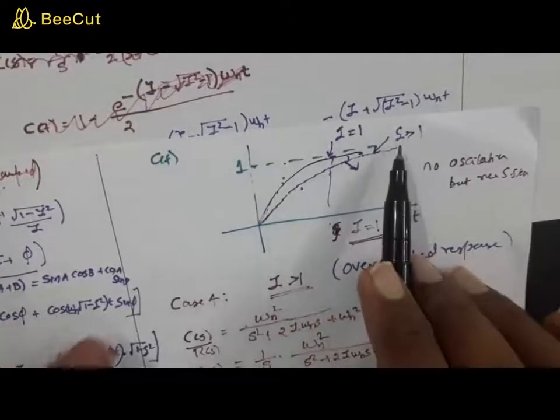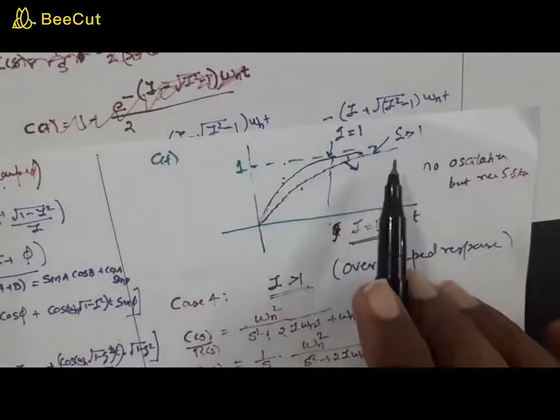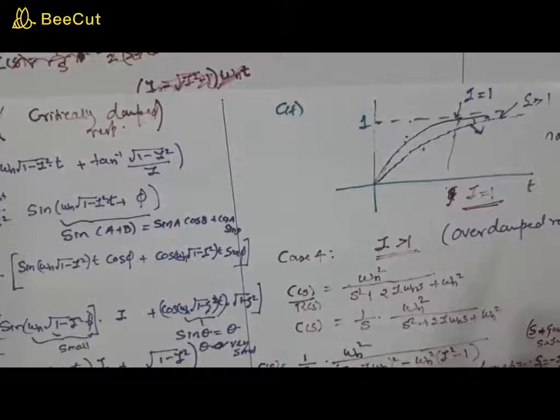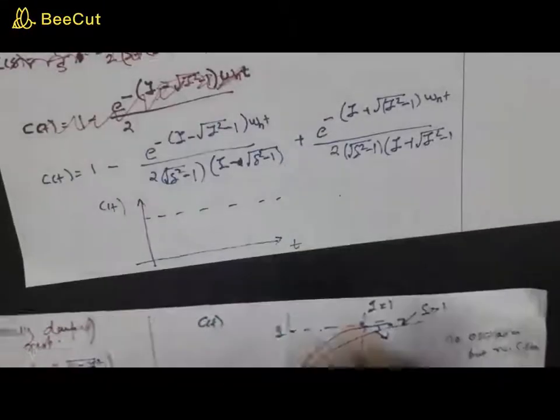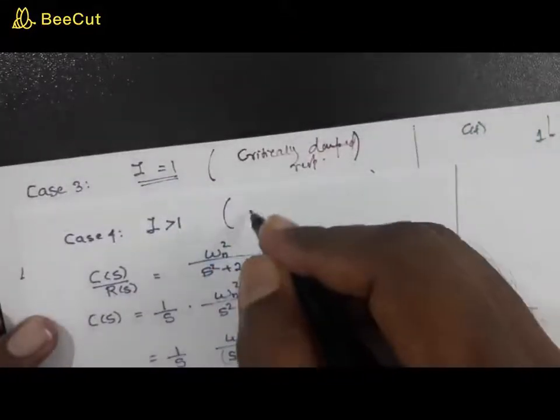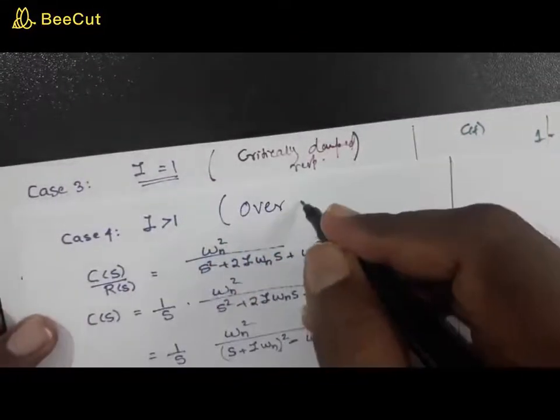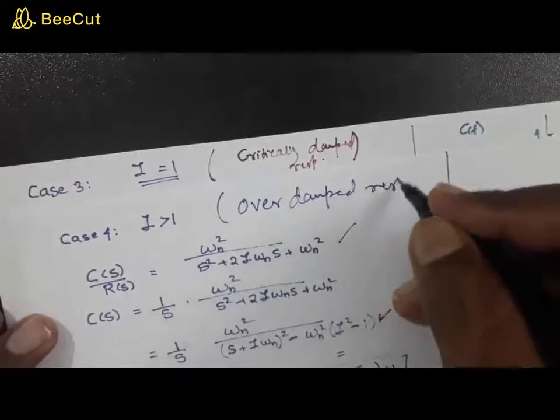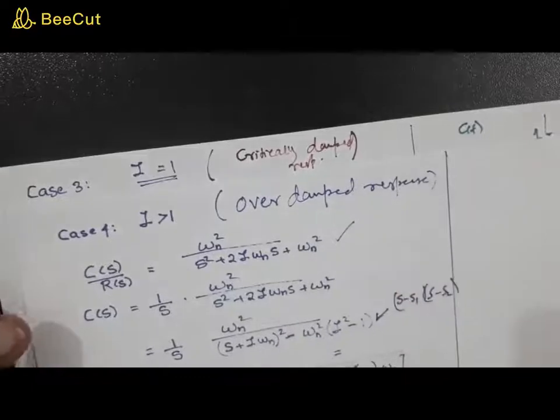There is no chance of an oscillation condition which can make the system unstable. So such a condition, where theta greater than 1, is called an over-damped response. This is called an over-damped response. Now, next I will give you a comparison of all these cases in a single graph.